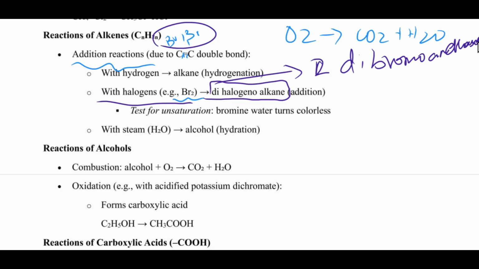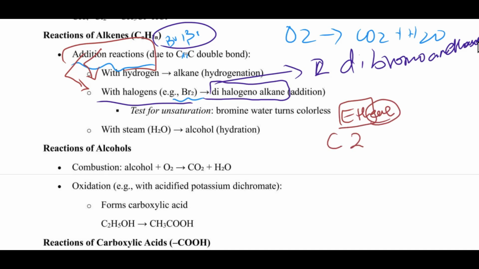Another reaction of the alkenes is addition, which we have already discussed. In addition reactions, we have two types. We have discussed the reaction with halogen, and the other reaction is with hydrogen. Let's see one example. For example, we have ethene. ETH means it has two carbons, right? And ENE means it has a double bond. It belongs to the alkene group.